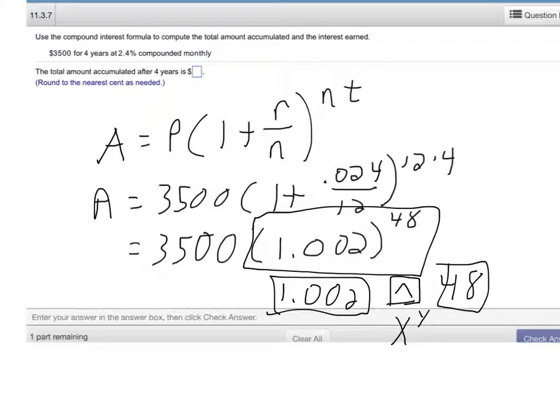So I'm going to type this in my calculator. I'm going to take 1.002 and raise it to the 48th power. Let's see, 1.002, I raise that to the 48th power. I get like 1.1 something. Let me move this up here.